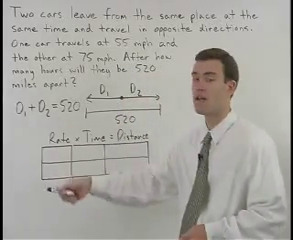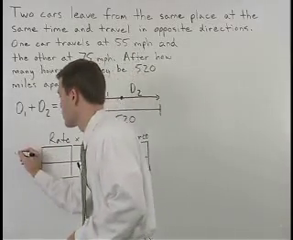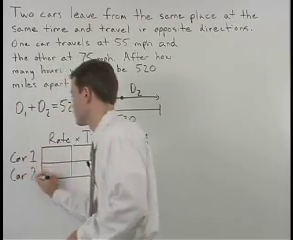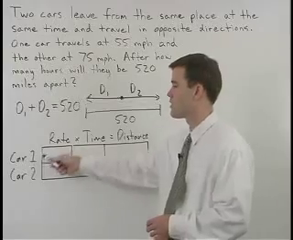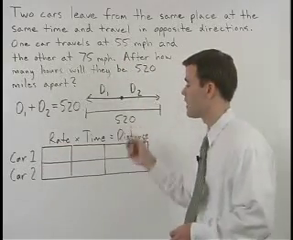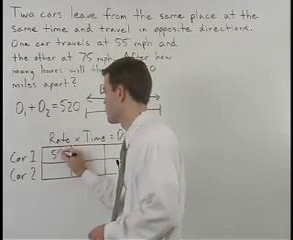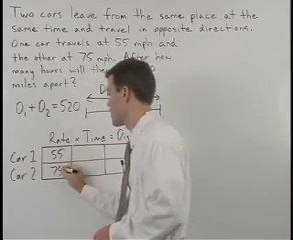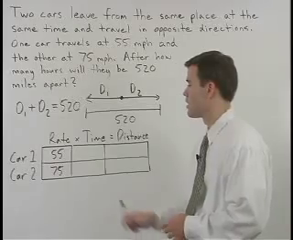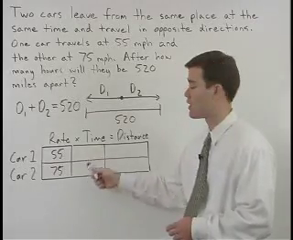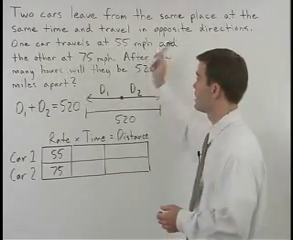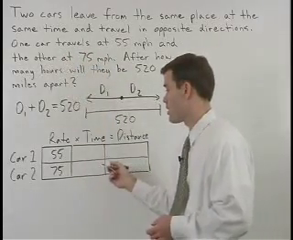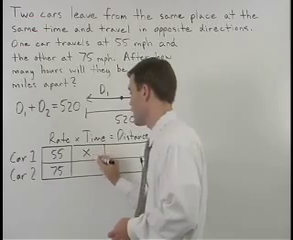Down the left side, we have our two cars, car 1 and car 2. The rate for the first car is 55 miles per hour. The rate for the second car is 75 miles per hour. We don't know the time for each car, but we do know that since they leave at the same time, the two times are equal. So let's call the time for each car x.